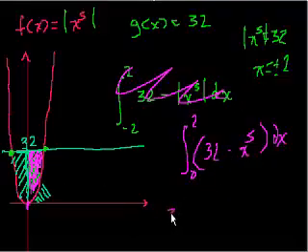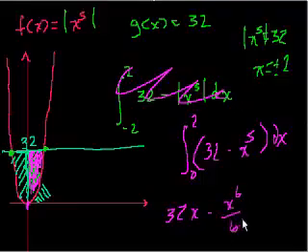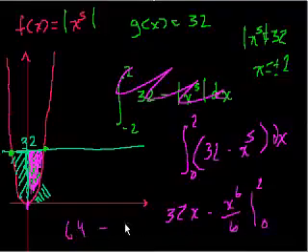So what is that? That's 32x minus x to the sixth over 6, and we're going to evaluate it from 2 and 0. At 2, it's 64 minus 64 over 6. Right? 2 to the 6th is 64. And then at 0, 32 times 0 is 0, and x to the 6th is 0. So the answer is 64 minus 64 over 6.